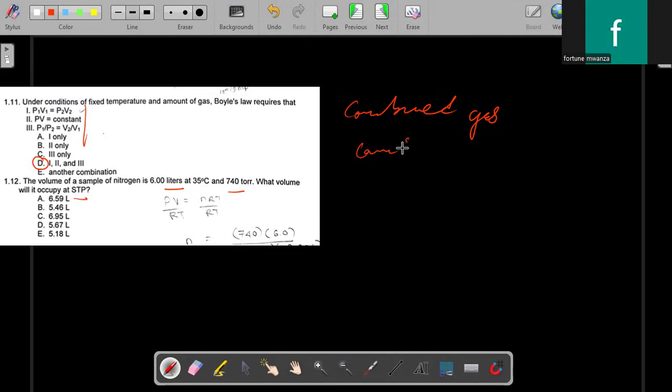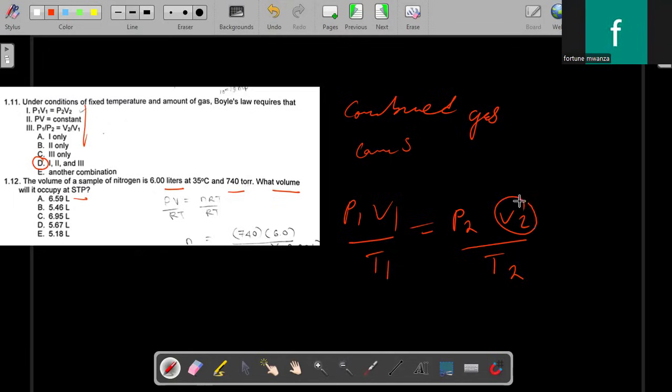So what are we going to get? Okay, so you have P1V1 divided by T1 is equal to P2V2 divided by T2. Now what are we looking for? We are looking for the volume which this gas will occupy at room temperature and pressure. So we have to make volume the subject of the formula, which is V2.